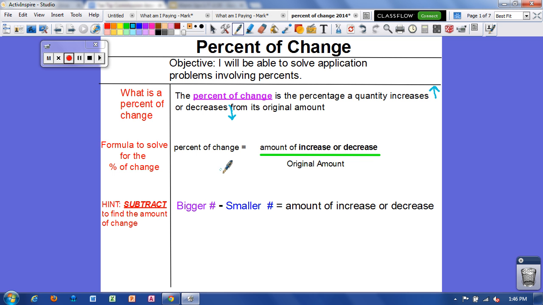So to find the percent of change, you want to use this formula right here. So you're going to take the amount of increase or decrease, and then you're going to divide by the original amount. Keep in mind that when you see that line, that means you're going to divide. Now, to find the amount of increase or decrease, you are going to take the bigger number minus the smaller number. That's the amount of increase or decrease. When you get that, you will put that in your numerator. All right, so let's do a couple of examples together.